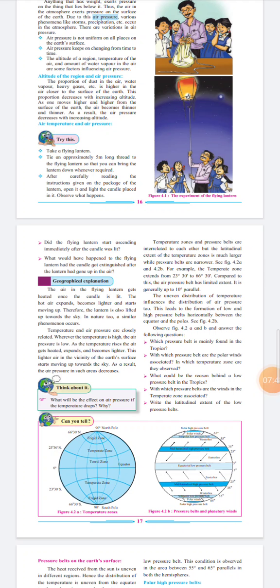So you can see pressure belts: 5 degrees north to 5 degrees south, the equatorial pressure belt is there. 25 degrees north to 35 degrees north, the mid latitudinal pressure belt is there. 55 degrees north to 65 degrees north, the subpolar pressure belt is there, and 65 degrees north to 90 degrees north, polar high pressure is there.